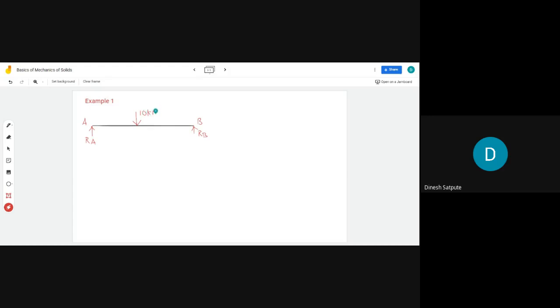10 kilonewton is the force applied at the center of the beam. Let us say this span of the beam and this span of the beam have lengths equal to 5 meter, 5 meter. That is at the center, and the total span of the beam is equal to 10 meter.